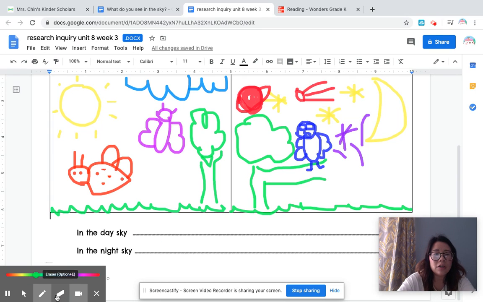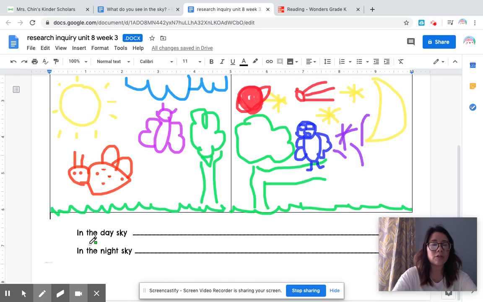Okay, now when you're done, scholars, here you're going to complete a sentence frame and tell me what kind of things you can see in the day sky. So based on my example, I would say in the day sky, I can see ladybugs and butterflies. And then on the opposite side, now we would tell you what I see in the night sky. So I would say in the night sky, I can see owls, planets, and stars. Now, when you're done with this, scholars, you can post it to Seesaw to show me your research and inquiry.